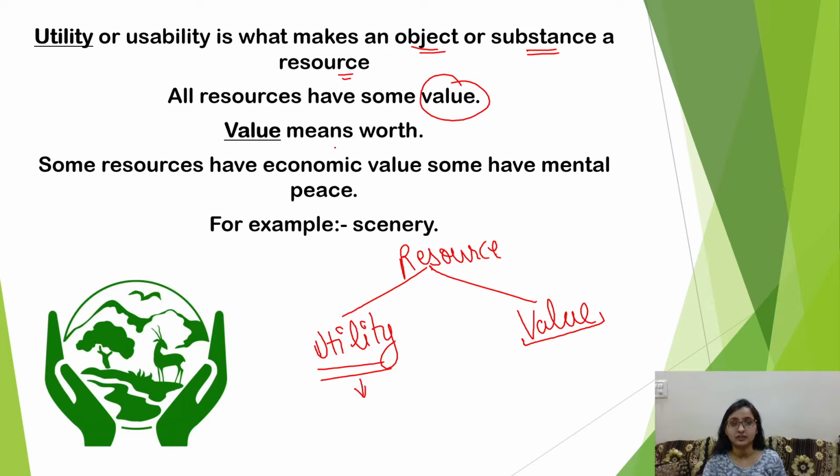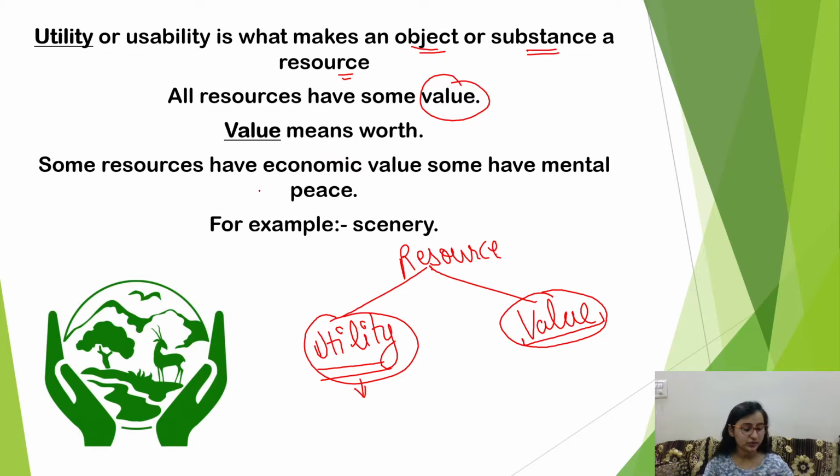Value means worth of this thing. Suppose I'm using a blue pen and the ink of the pen is full. That pen also comes in utility. I need that pen, it has utility and it has value until that pen stops working, or its ink gets finished. So value basically means worth. Some resources have economic value, some have mental peace.